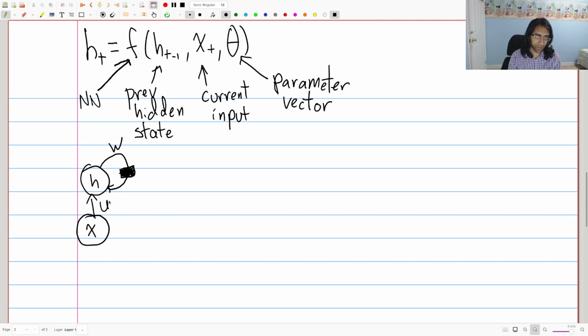And the parameter vector theta is going to be the union of U and W. So that's just going to be our parameter vector. Okay, so try to at least get some intuition as to how this corresponds to this, and I will draw out what it looks like unrolled. So unrolled, because it looks more similar to what we've looked at before.